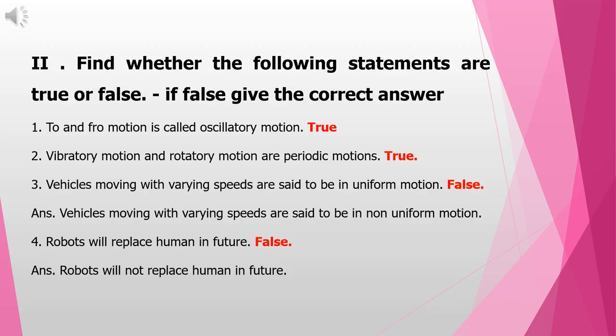Question number 4. Robots will replace human in future. We know that robots are machines that can do the human jobs. With artificial intelligence, robots will be able to make decisions for themselves. They can work by our commands. As robots can never be conscious, it will not replace humans in future.